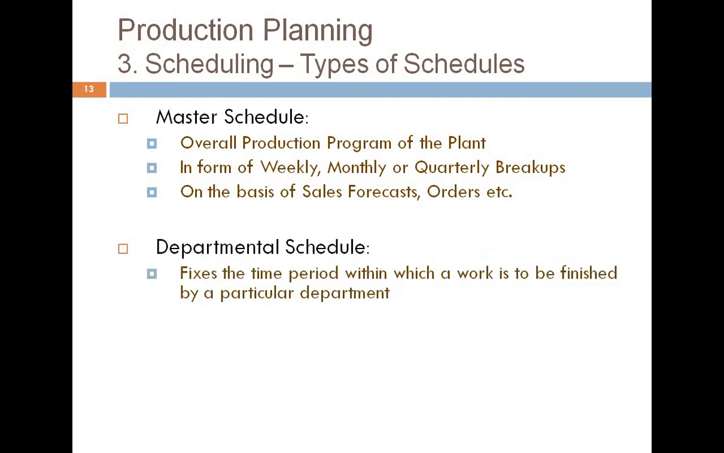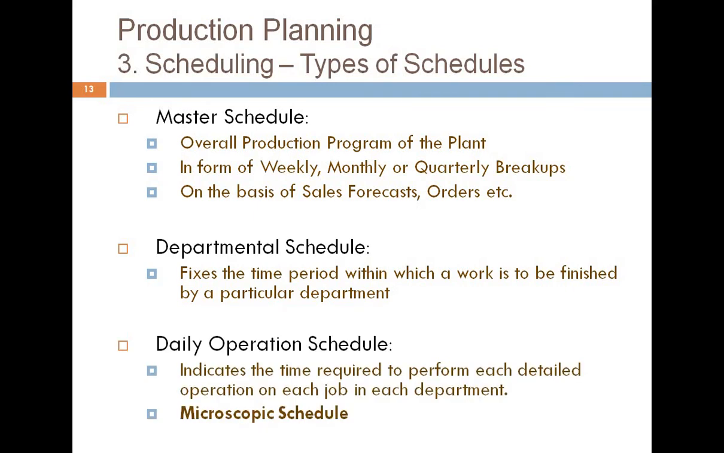The second one is the departmental schedule, which fixes the time period within which a work is to be finished by a particular department. An individual department is going to complete its work in order to avoid dependency. So when one department finishes its work, only then can it be transferred to the second department. And the third one is the daily operation schedule, which indicates the time required to perform each detailed operation on each job in each department. This is also known as microscopic.